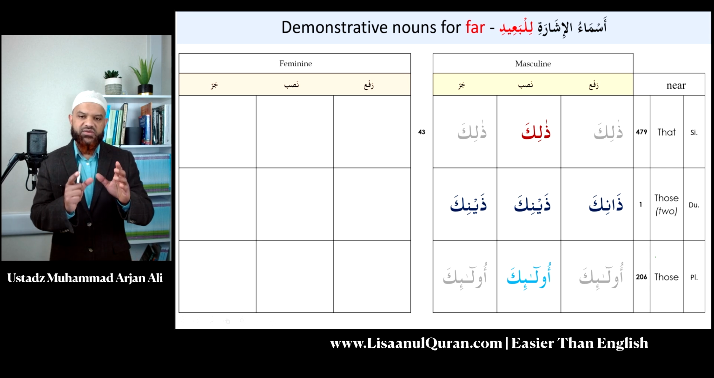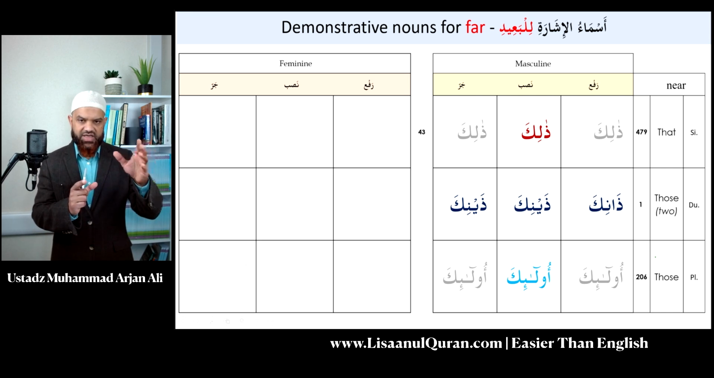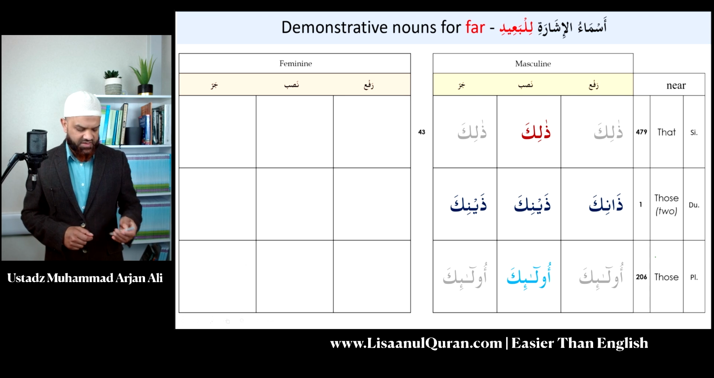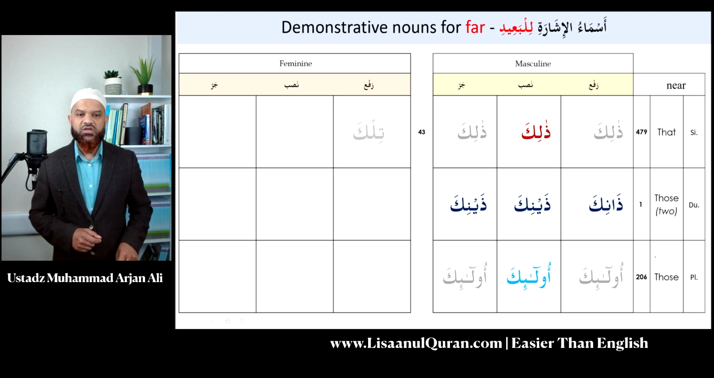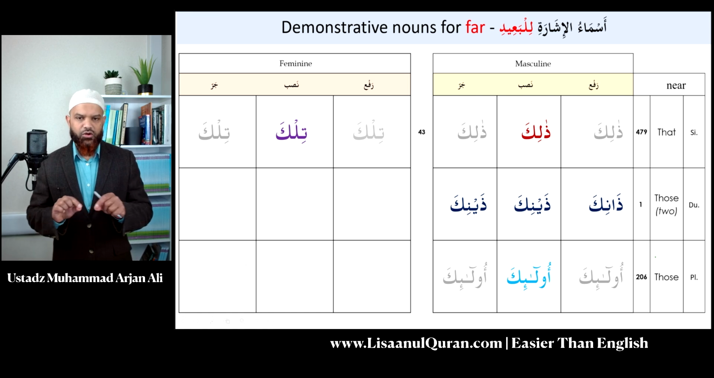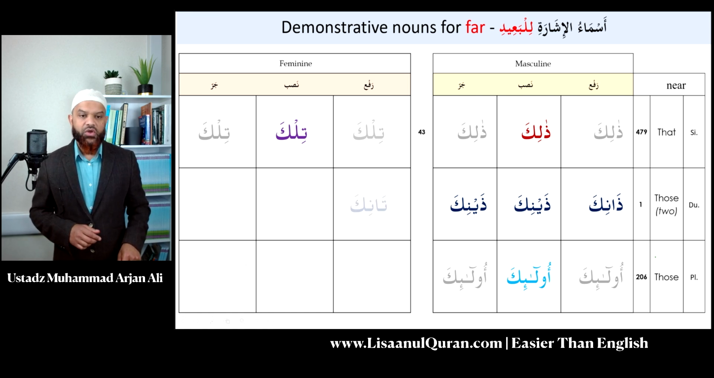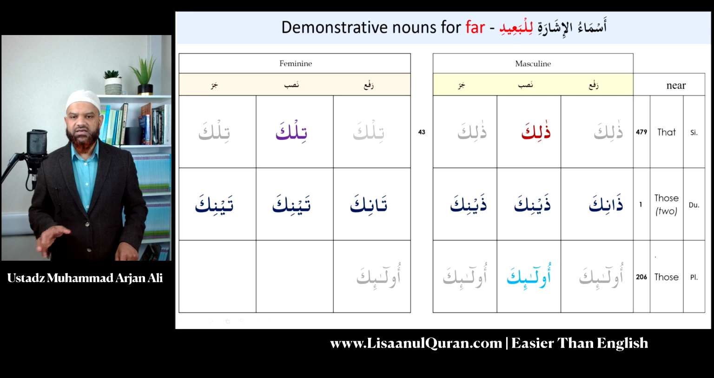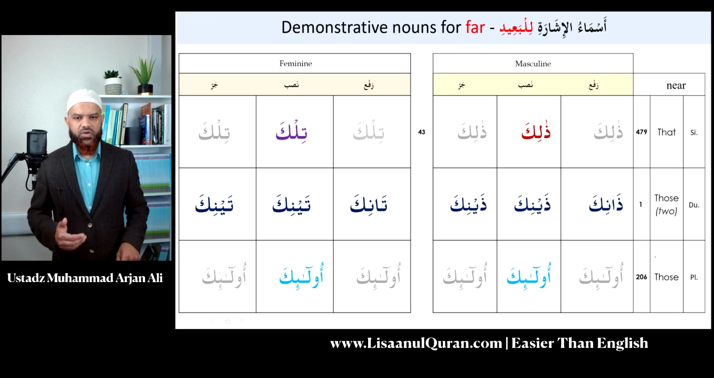Now, if I'm pointing to something feminine, something which is in Arabic grammar treated as feminine, then instead of saying ذَلِكَ, I will use tilka. Again, tilka, tilka. All three exactly the same. We also have the dual versions, tanika, tainika. And again, the plural is exactly the same, whether it's masculine or feminine. It is still ulaika, ulaika, ulaika.